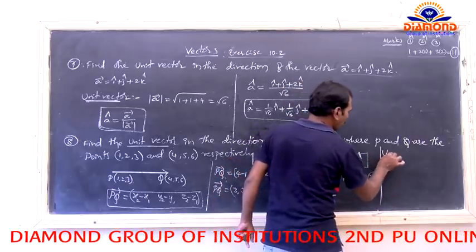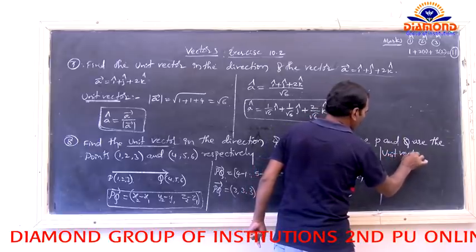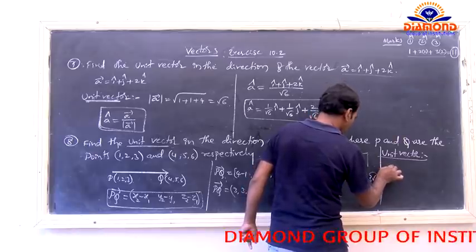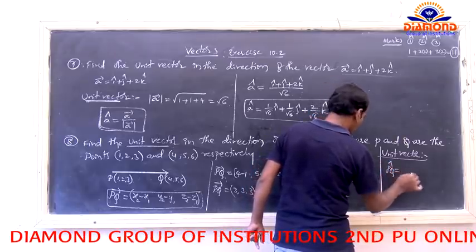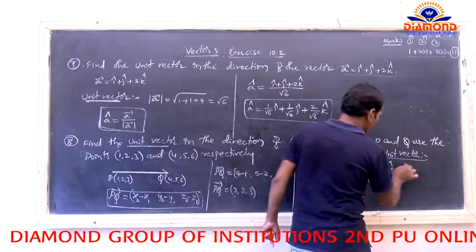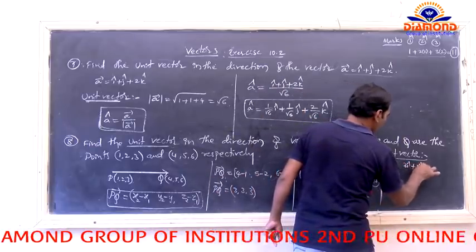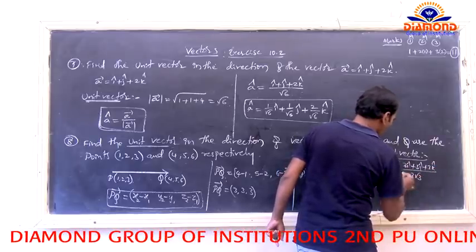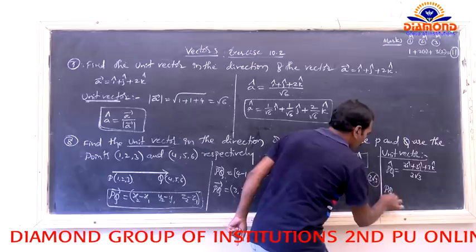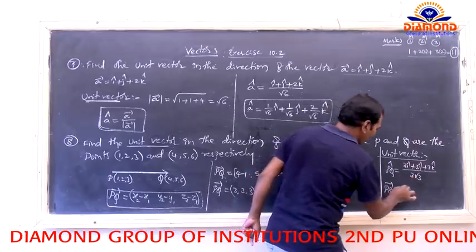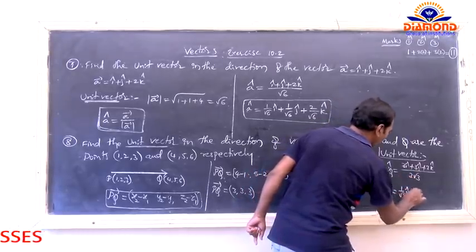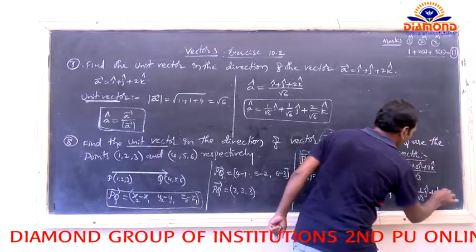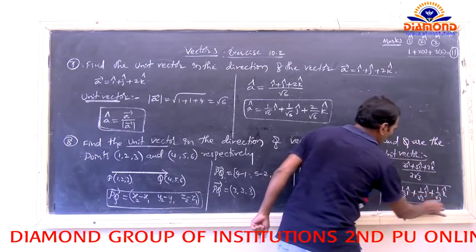So unit vector is the vector divided by magnitude. It means PQ cap equal to PQ vector, that is 3i cap plus 3j cap plus 3k cap, divided by 3 root 3. The 3 gets cancelled: 1 by root 3 i cap plus 1 by root 3 j cap plus 1 by root 3 k cap. It is the unit vector.